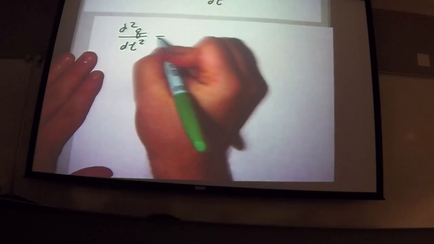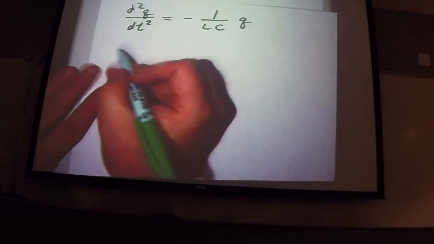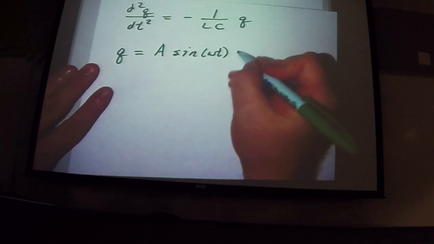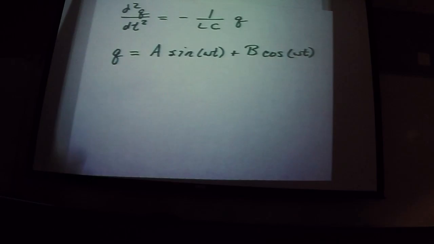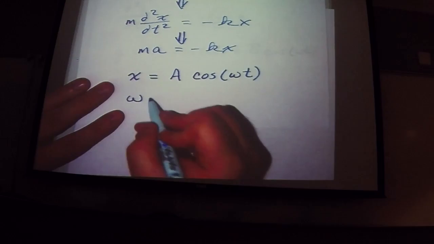All right? So the way that we're going to work this is we have this equation right here. So we have d squared q dt squared is equal to minus 1 over LC times q. Now this is actually kind of simple in terms of the initial conditions that we know. So we say, okay, q as a function of time is going to be equal to some constant A times sine of omega t plus B cosine omega t. Where omega is already specified.